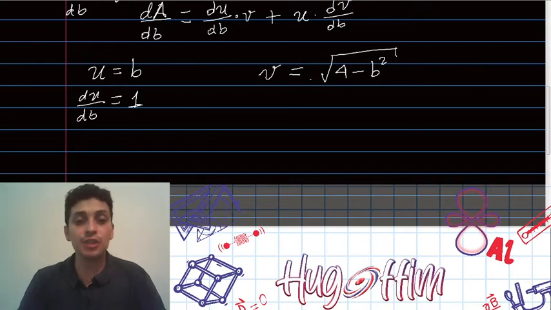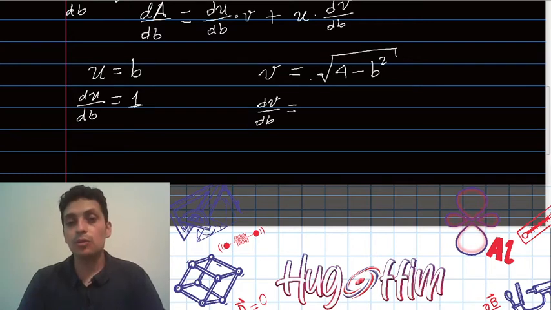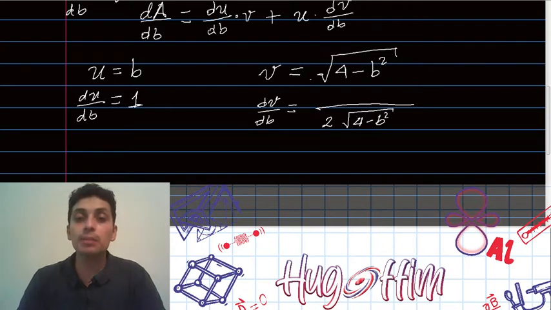So we need to differentiate, right? So dv/db is going to be the derivative of the root. The derivative of the root is 1 over 2 times the root of the argument, 4 minus b squared, multiplied by the derivative of the argument. The derivative of 4 is 0, and the derivative of negative b squared is minus 2b.